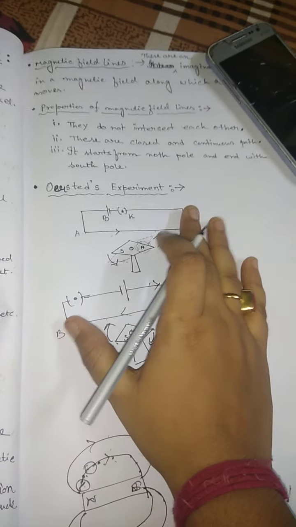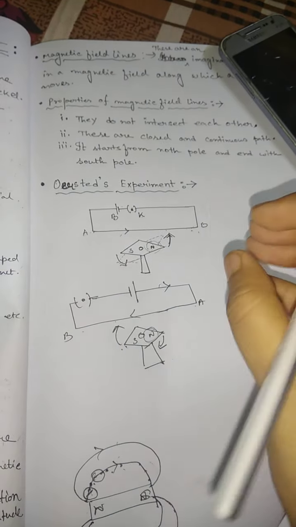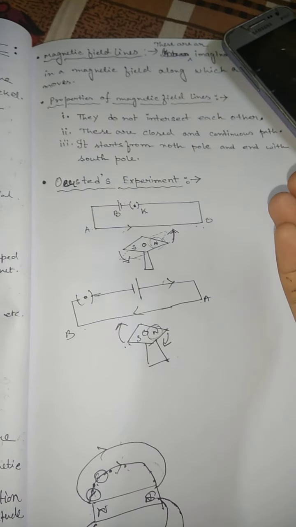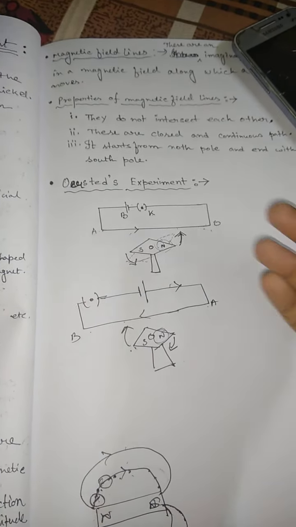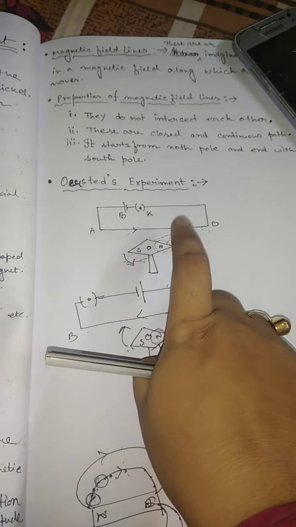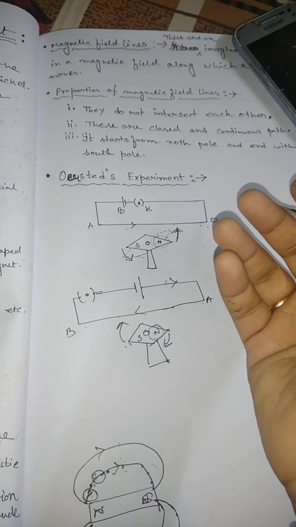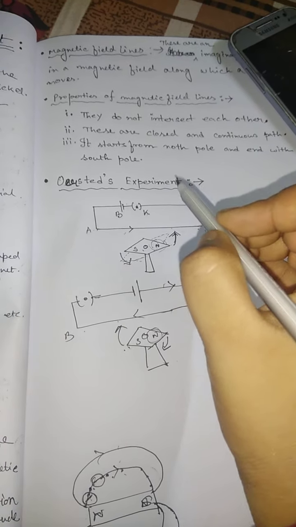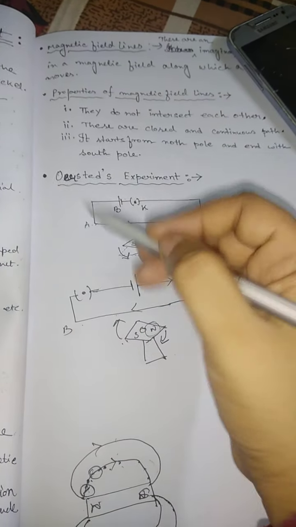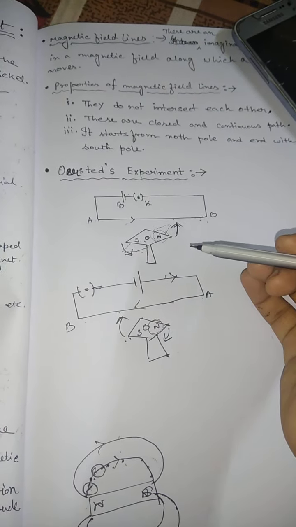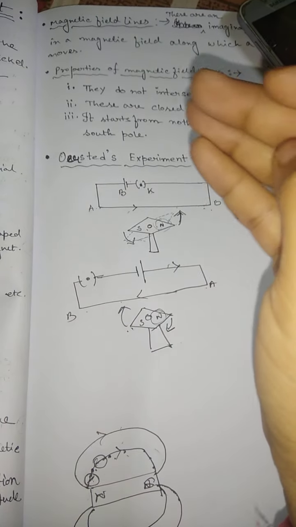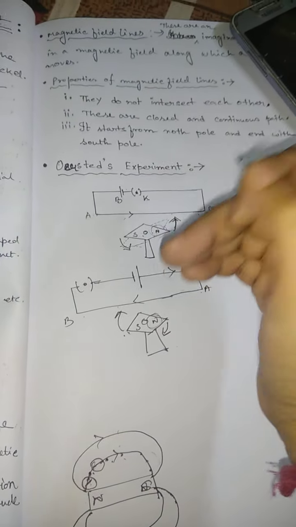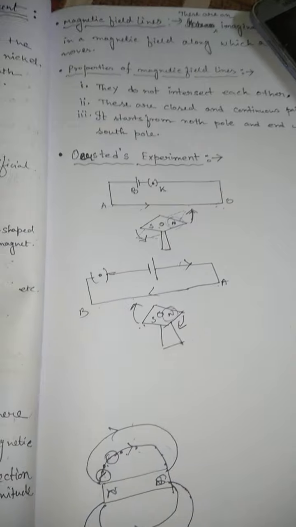In this experiment he concluded that when current flows through a conducting wire, an electric field as well as a magnetic field is created. Otherwise, if there were no magnetic field, the magnetic needle would not be deflected. It is deflected, which means it experiences a force, and it is a magnetic substance. So it experiences a force due to the magnetic field, and the magnetic field is created around this current-carrying wire. Because of this electric current, we get a magnetic field or magnetic effect. That's why this is known as the magnetic effect of electric current.